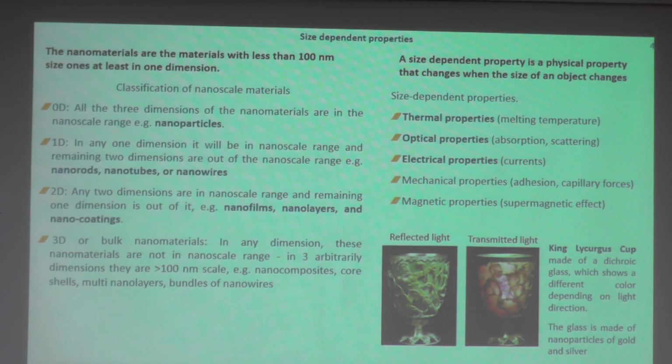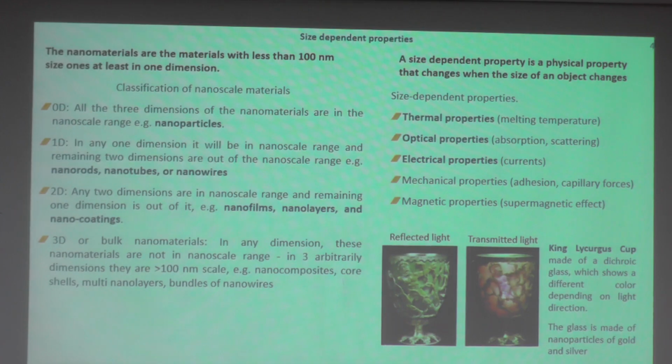We can classify these materials as 0D materials, 1D materials, 2D materials, and 3D bulk nanomaterials. In 0-dimensional materials, all 3 dimensions are on the nanoscale, like nanoparticles. In 1D nanomaterials, only one dimension is in the nanoscale range, but in the other 2 directions it remains out of the nanoscale range. These are nanorods, nanotubes, and nanowires.